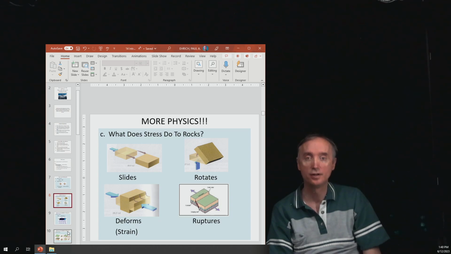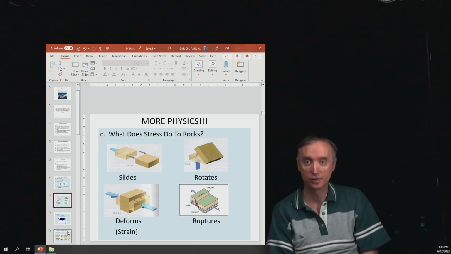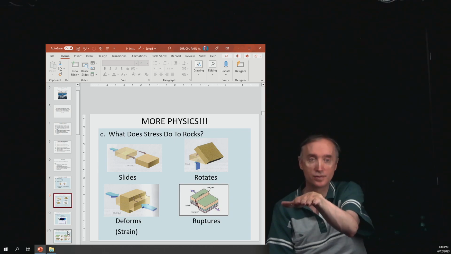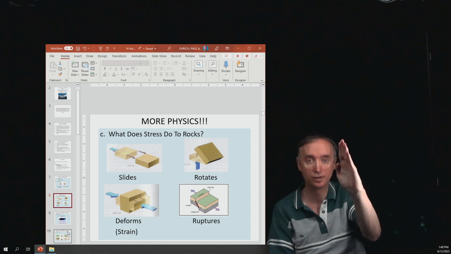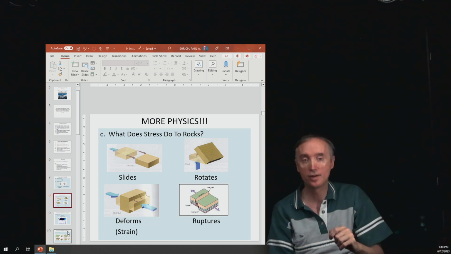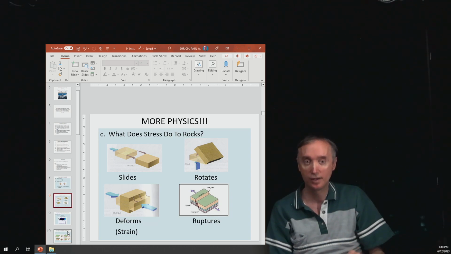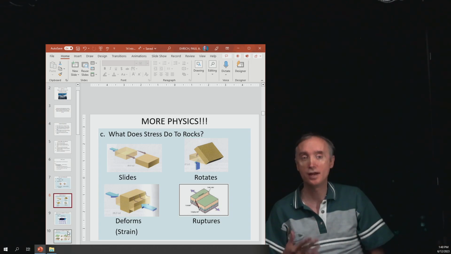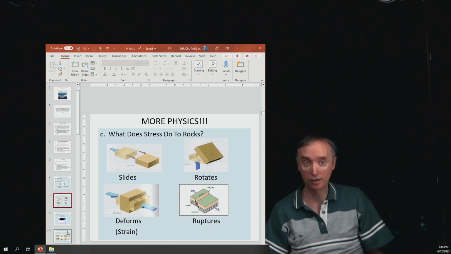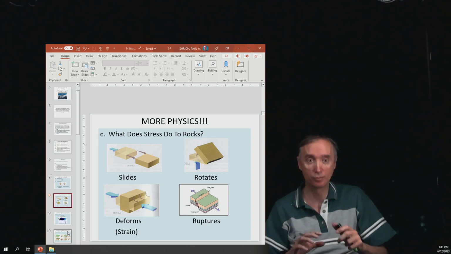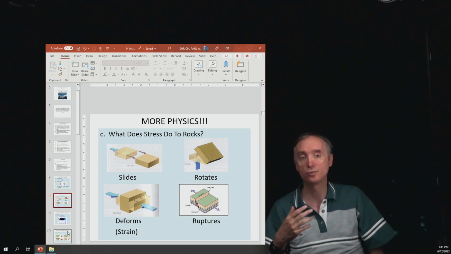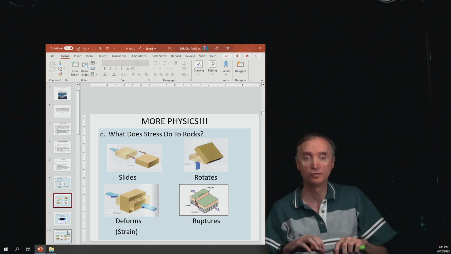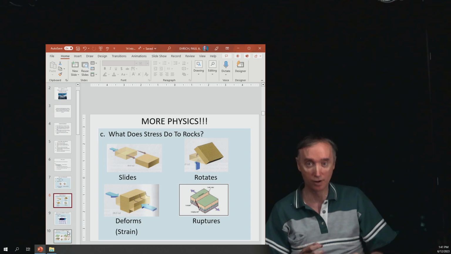So what can stresses do to rocks? It could make the rock slide sideways. It could make the rock tilt or rotate. We found in our lesson on earthquakes that it can make the rock break. So that's a rupture. Well, in this lesson, we want to talk about deforming the rock, bending the rock, not breaking it. Breaking the rock goes with earthquakes, and now when we're deforming the rock, we're changing the shape of the rock. That's going to be caused by strain.